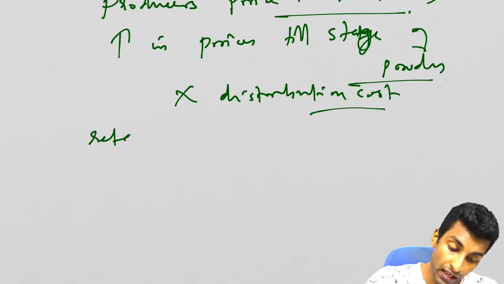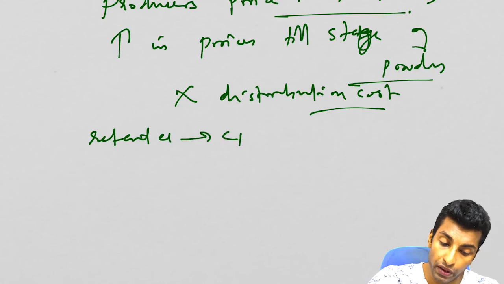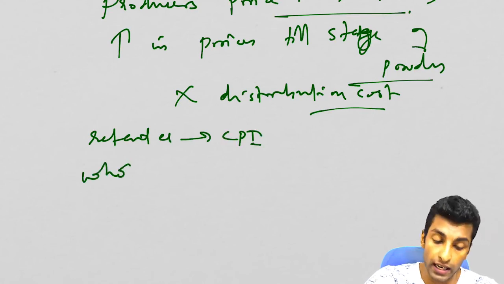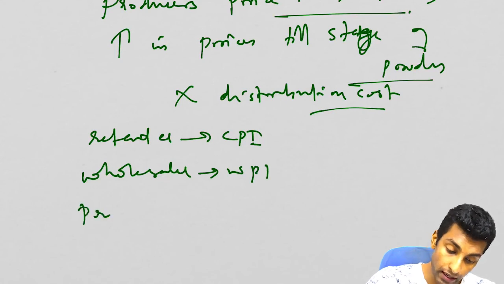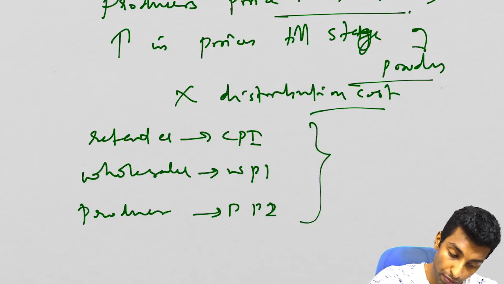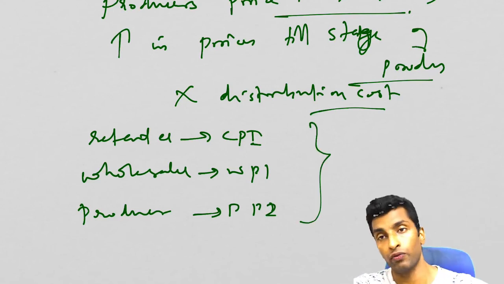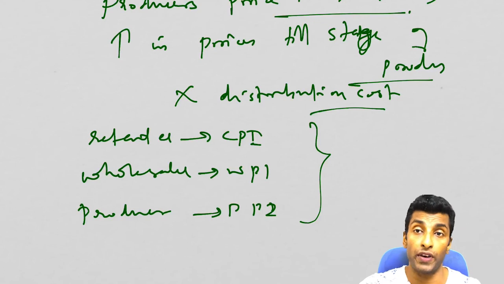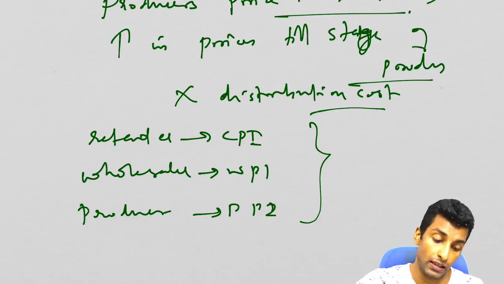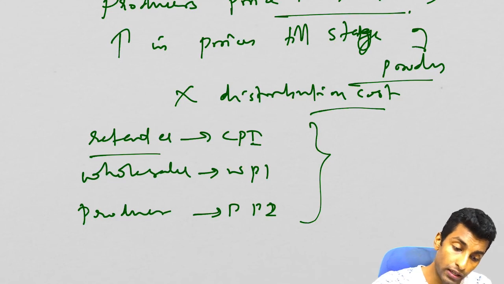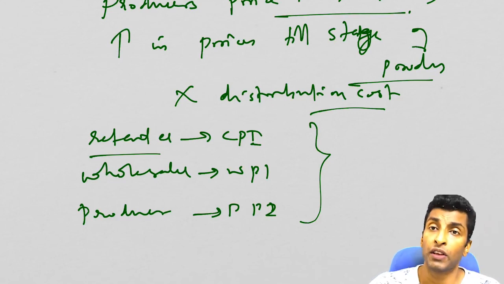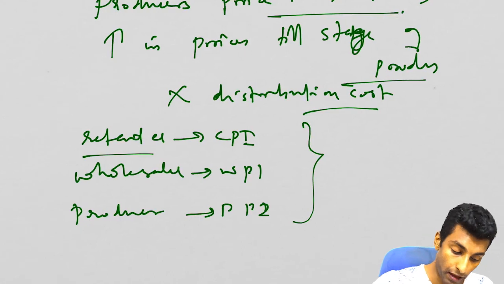Okay, so we have seen from the retailer point of view, we have CPI. From the wholesaler point of view, we have WPI, right? From the producer point of view, we have PPI. With these three, you can understand what the root cause of inflation is. Is it at the wholesaler side, the producer side, or the retailer side? So it is useful for the government to understand at which stage the price is increasing.